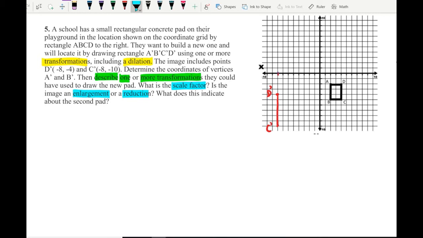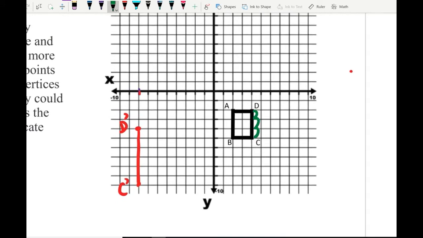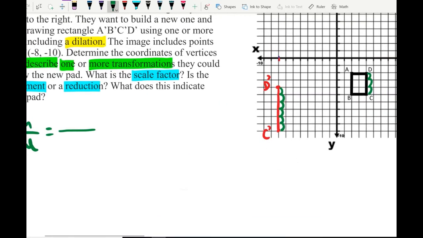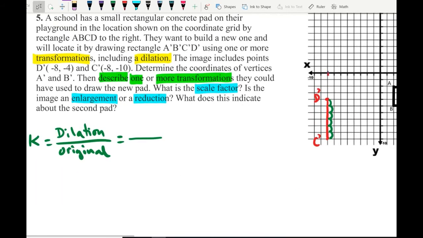So we're going to attack the easy problem first: finding the scale factor. Scale factor, we know it as K. Scale factor is found by the dilation divided by the original. So we go to the graph. We have CD is 1, 2, 3 boxes. The length of CD is 3 units. And C prime to D prime is 1, 2, 3, 4, 5, 6. C prime to D prime is the dilation, which is 6 boxes. So dilation is 6 over the original is 3. 6 divided by 3 is 2.